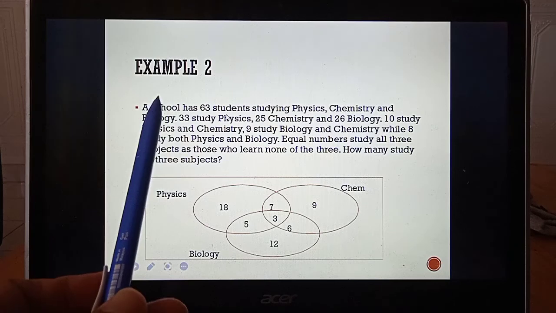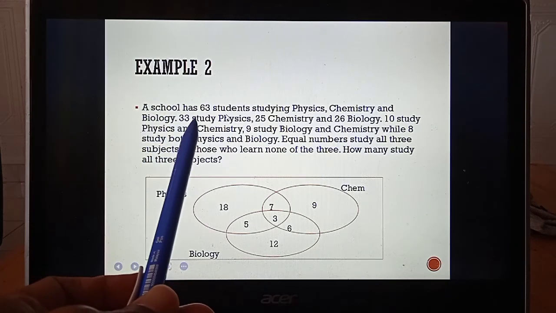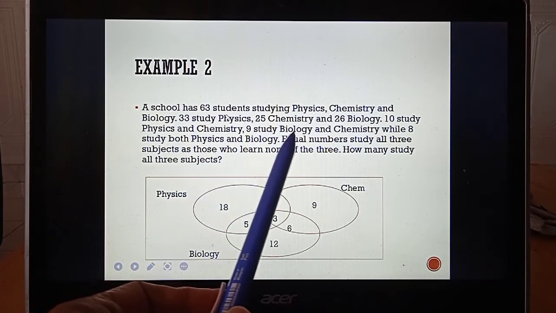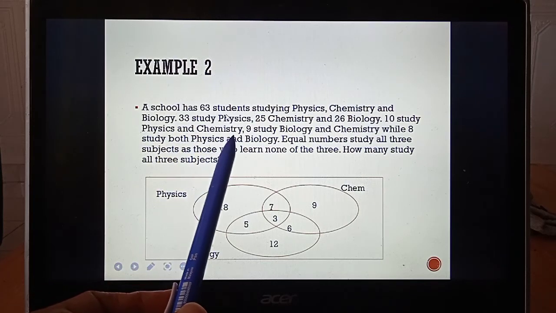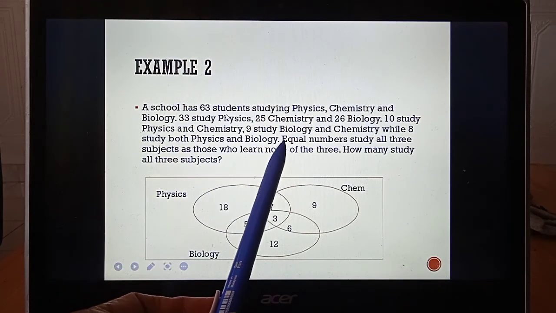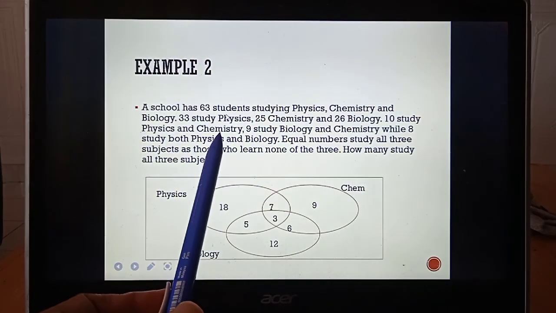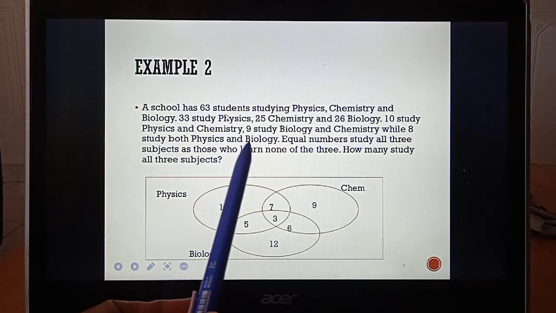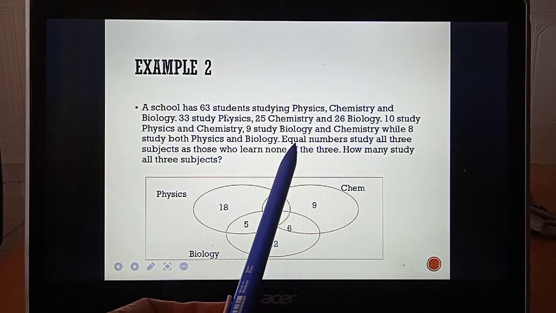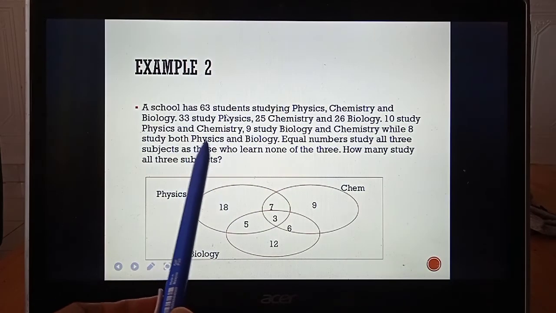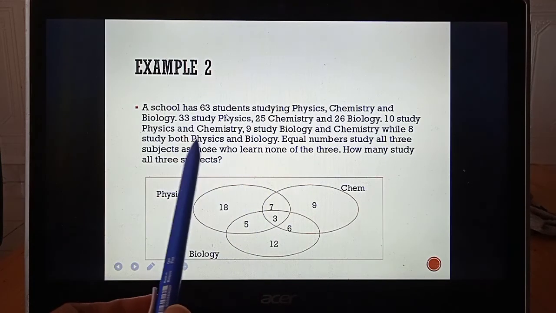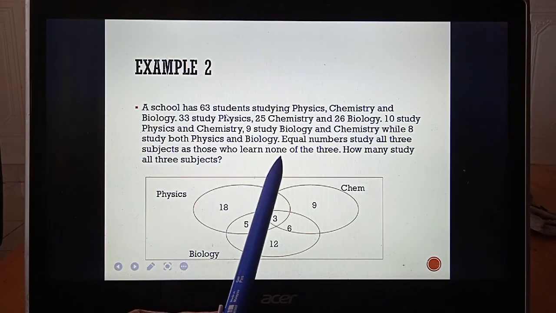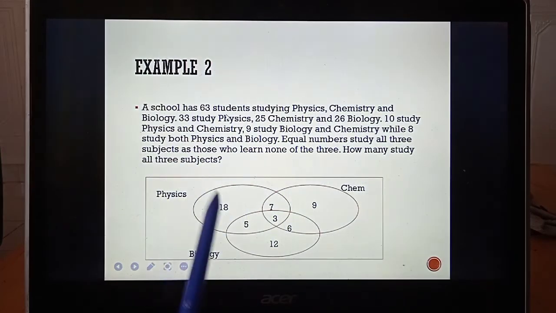Okay, example, a school has 63 students studying physics, chemistry and biology. 33 study physics, 25 chemistry and 26 biology. 10 study physics and chemistry, 9 study biology and chemistry, while 8 study both physics and biology. Equal number study all 3 subjects as those who learn none of the 3. How many study all 3 subjects?